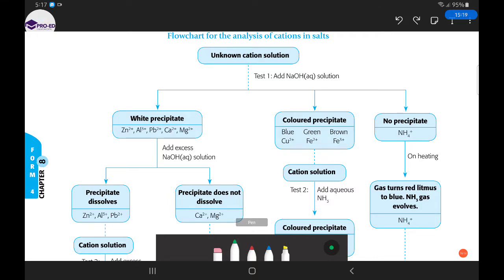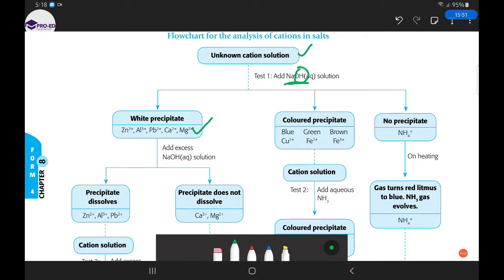So guys, what have we learned? We learned that if you have an unknown cation solution, the first step is to add sodium hydroxide, which gives hydroxide ions. If the cation present is zinc, aluminium, lead, calcium, or magnesium, it will form a white precipitate. That is what we just learned.